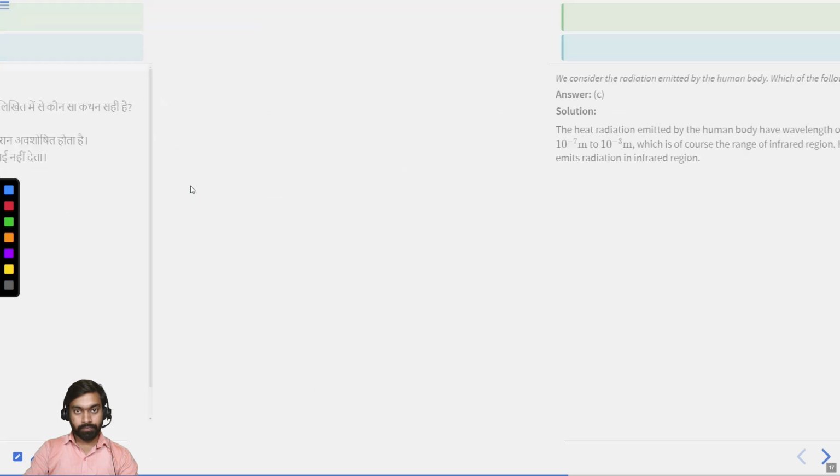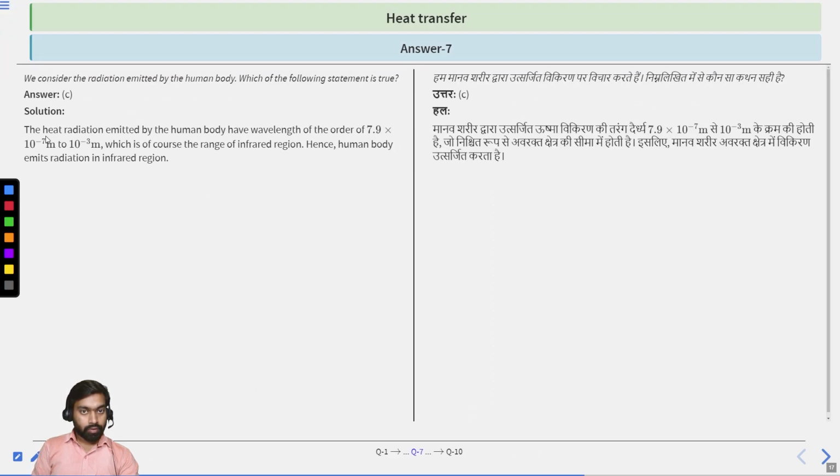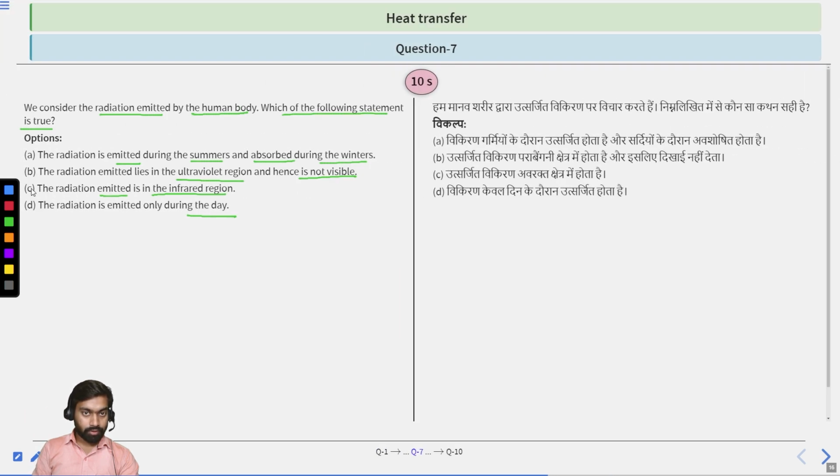Let's find a solution. The heat radiation emitted by the human body has a wavelength of the order of 7.9 × 10^-7 meter to 10^-3 meter. So this is the order of radiation emitted by the human body, which is of course in the infrared region. Hence the human body emits radiation in the infrared region. Clear? So the correct option is C. This one is correct.